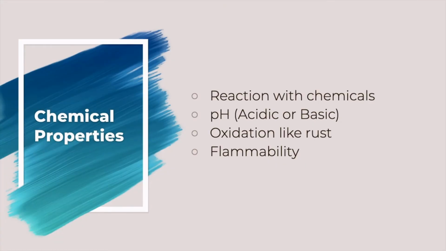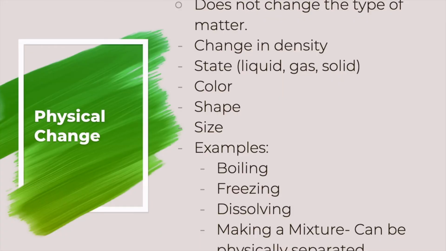Now that we've covered the properties, we're going to talk about changes. So a physical change does not change the type of matter. So we're not going to change the atoms. So that's going to be a change in density, the state. So that's not where it's located. That's the liquid, the gas, or the solid. We can change the color, the shape, the size. Another example would be if it's boiling, freezing, dissolving, making a mixture, anything that can be physically separated.